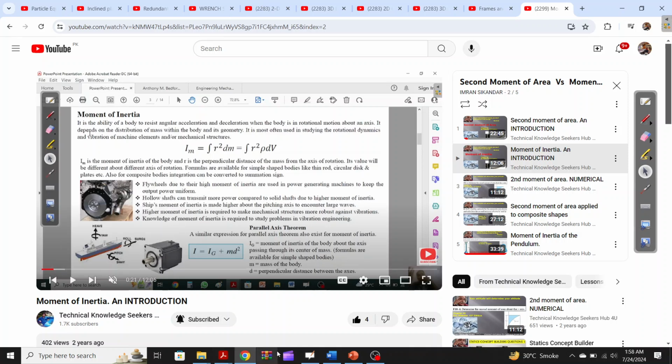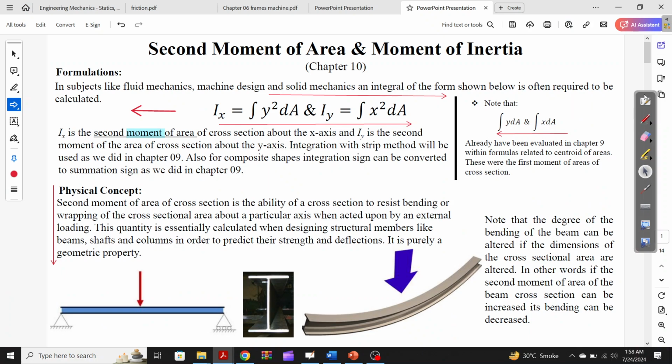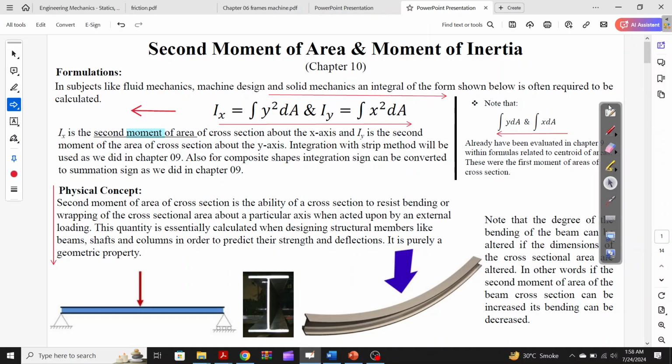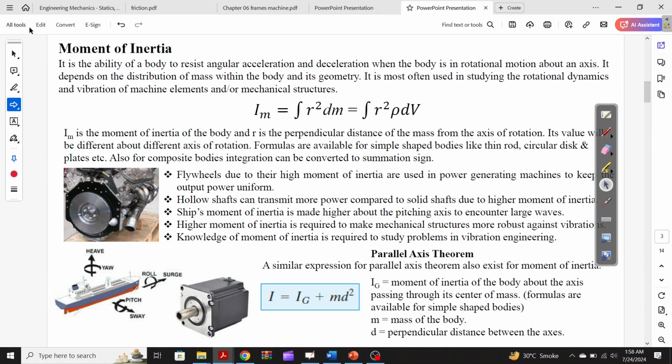Okay, so if we go here, and again to understand that concept, this is moment of inertia. It is the ability of the body to resist angular acceleration and deceleration when the body is in rotational motion about an axis. It depends upon the distribution of mass within the body and its geometry.